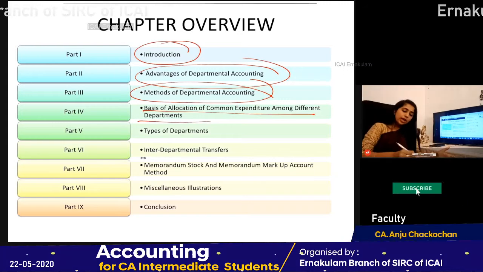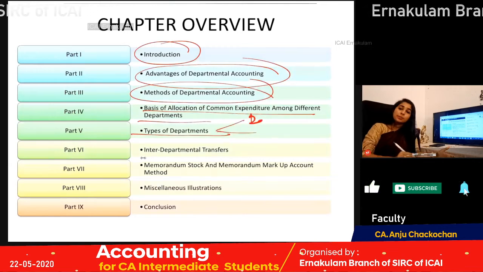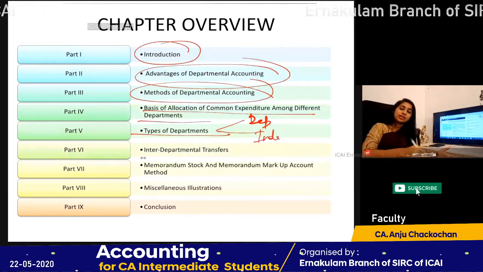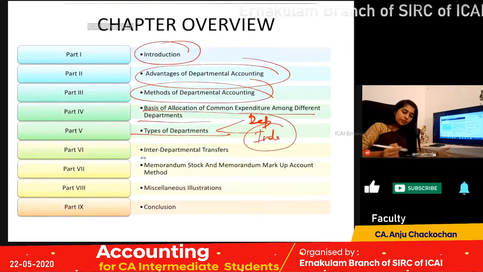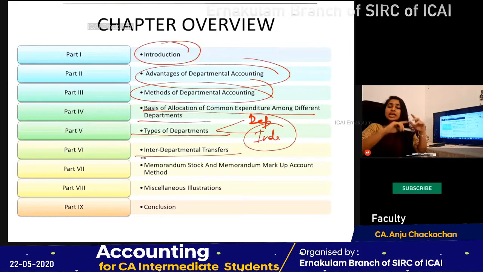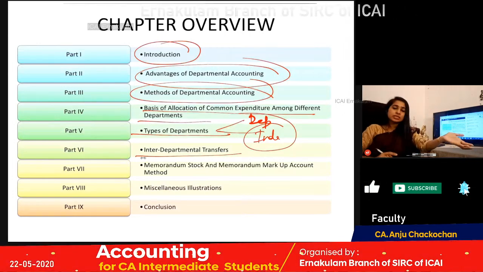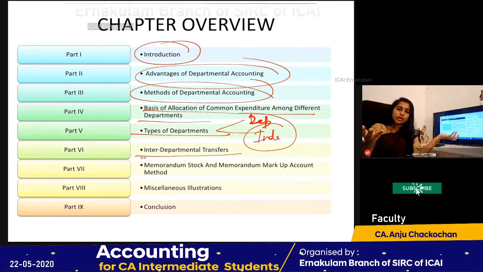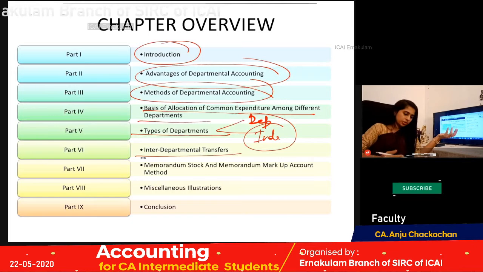Common expenses, you will have to allocate on some reasonable basis. Now, types of departments: we have dependent and independent departments. Dependent means the output of one will be the input of the other, whereas independent departments will be self-sufficient units. The case of interdepartmental transfers we dealt with can be either at cost, cost plus profit, or market price, and then there will be an amount of unrealized stock reserve in the closing stock. We will have to pass the journal entry for that, the stock reserve adjustment, and the disclosure of that in the balance sheet.